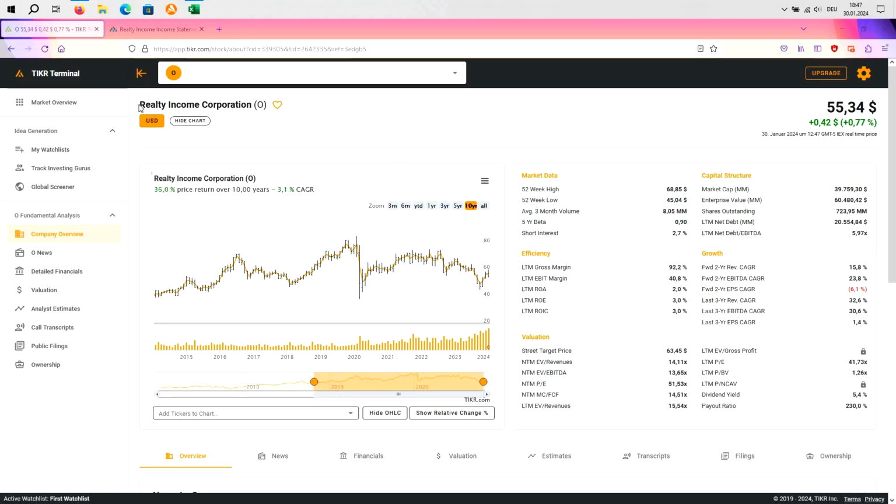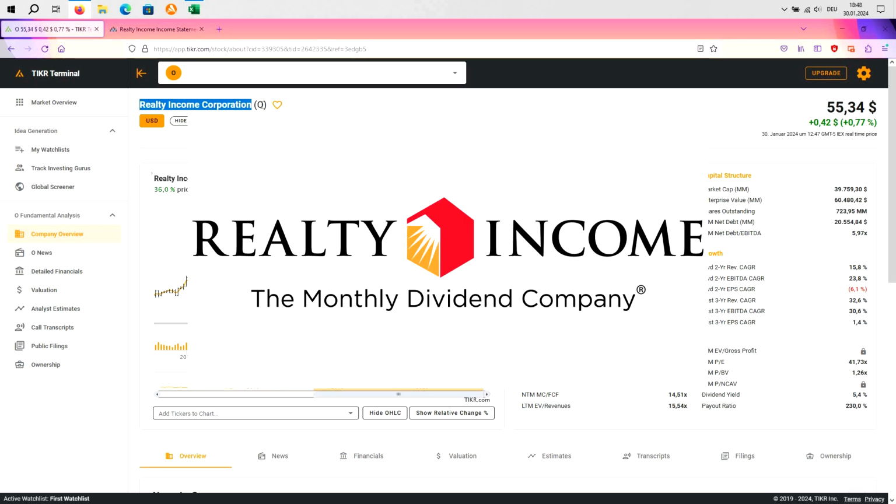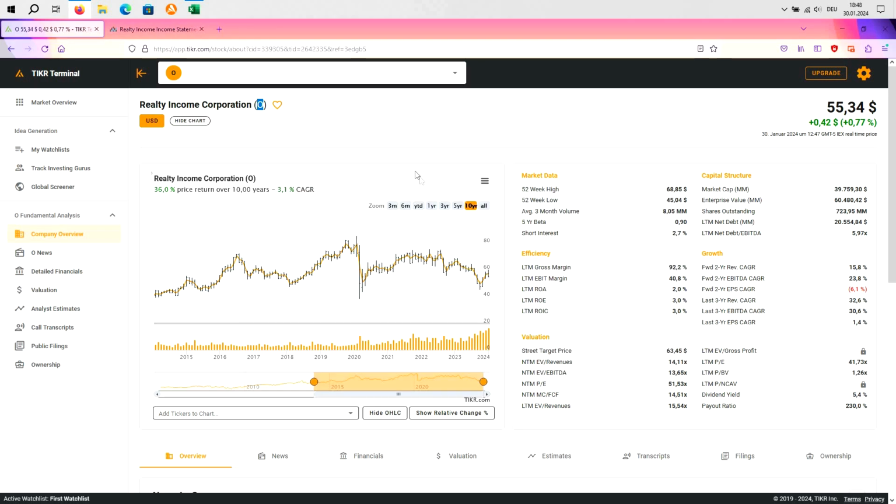Today we will analyze this stock, Realty Income Corporation, ticker O. The reason we will analyze it is because tomorrow they have ex-dividend date, and additionally they have 36% price return over 10 years, which is amazing. That basically means if you would invest in the stock here, you would have right now 36% return.